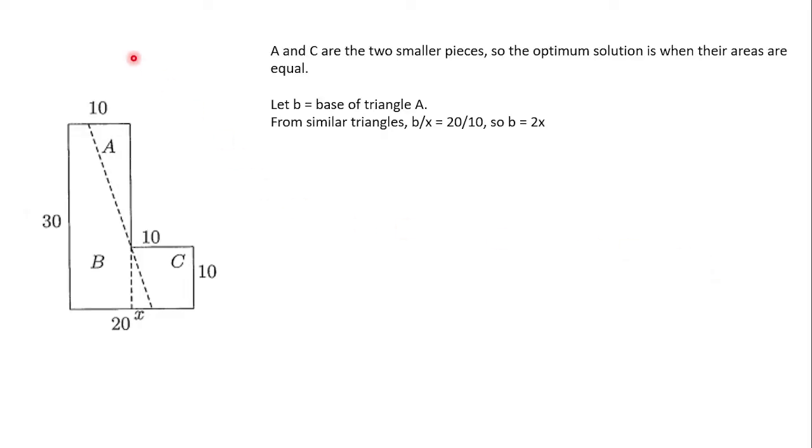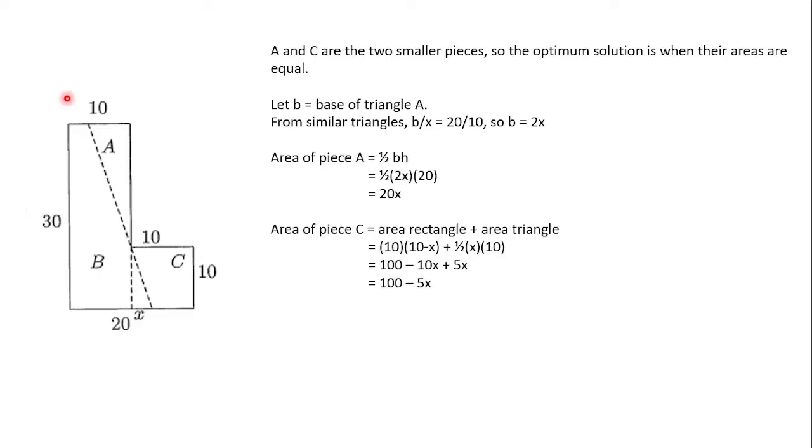So here, this is the optimum solution, where the area of piece A is equal to the area of piece C. So let B equal the base of the triangle here, and then from these similar triangles, we can calculate B on x equals 20 on 10, so B equals 2x here.